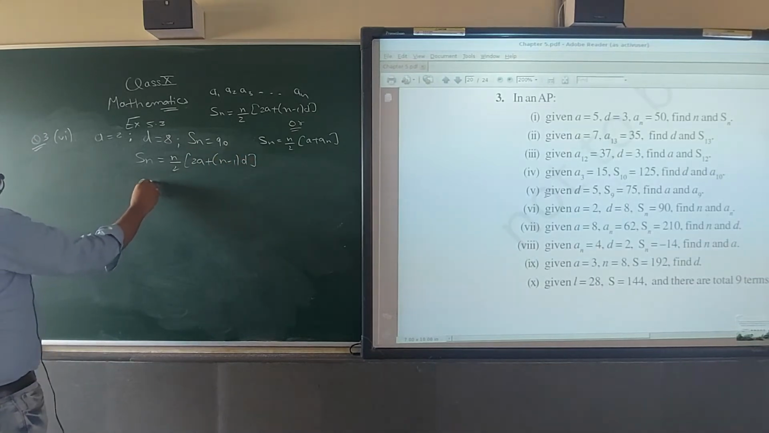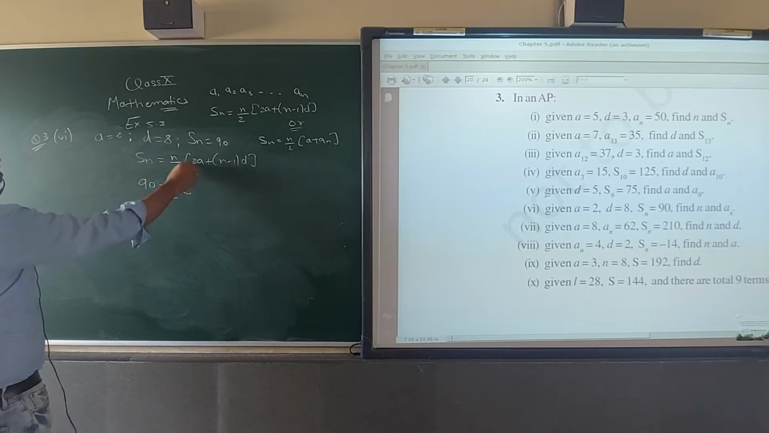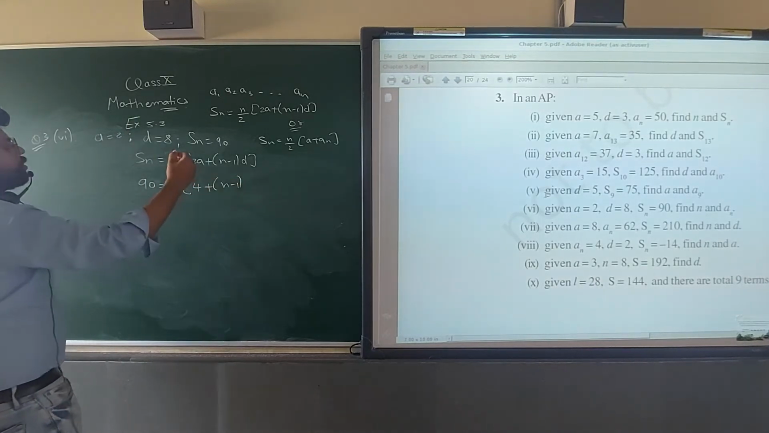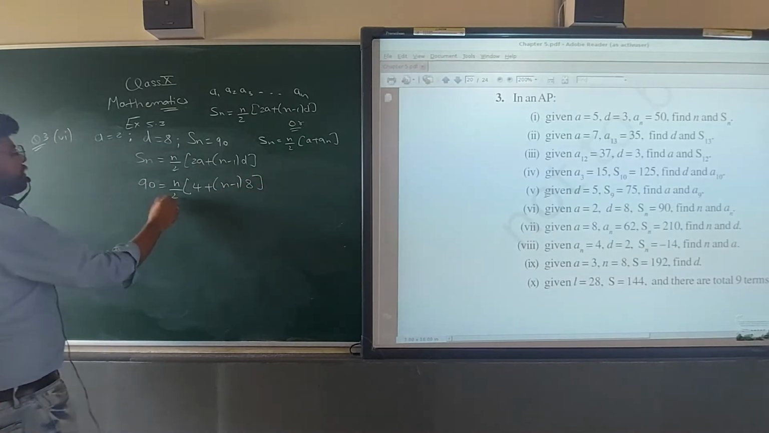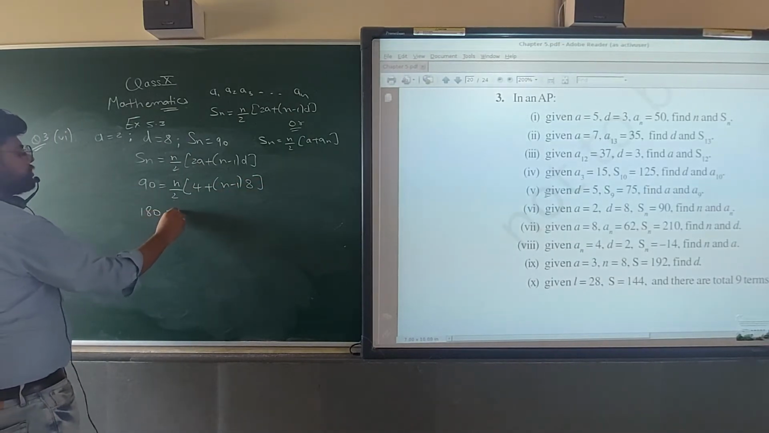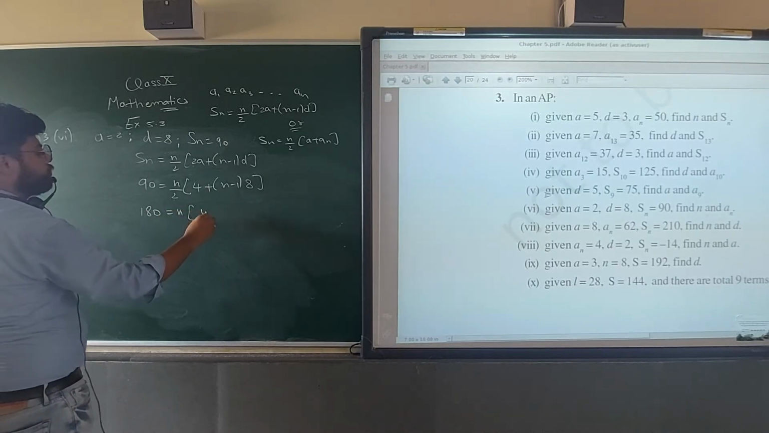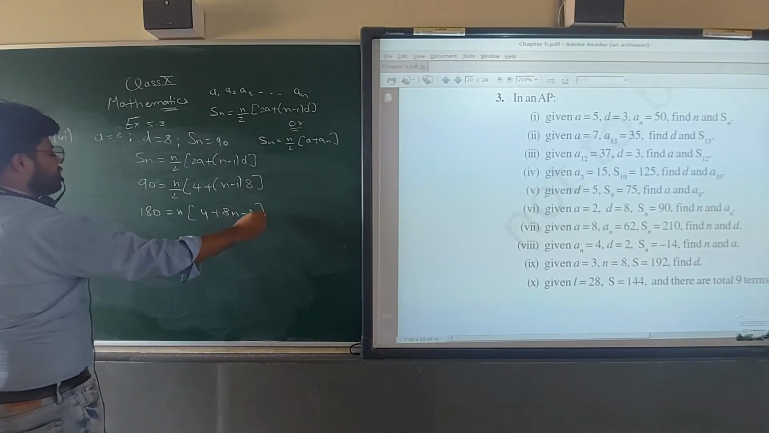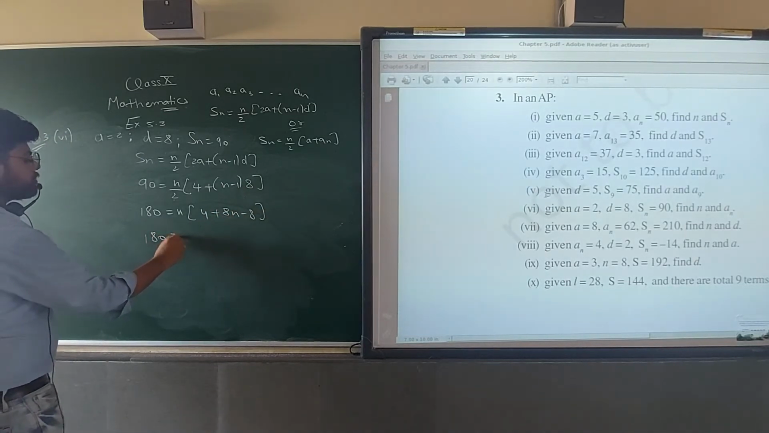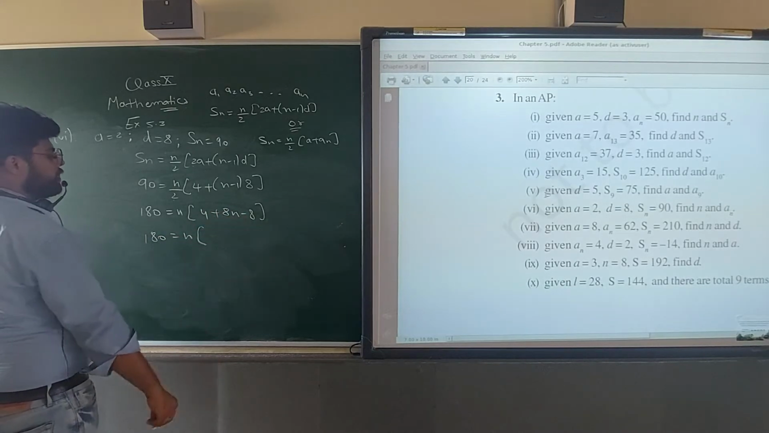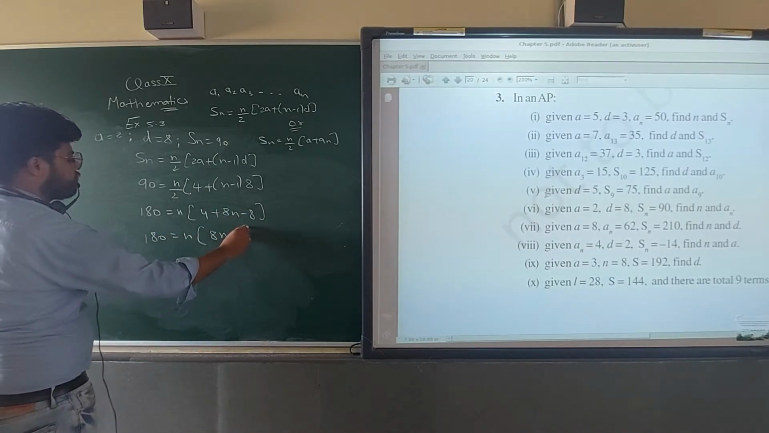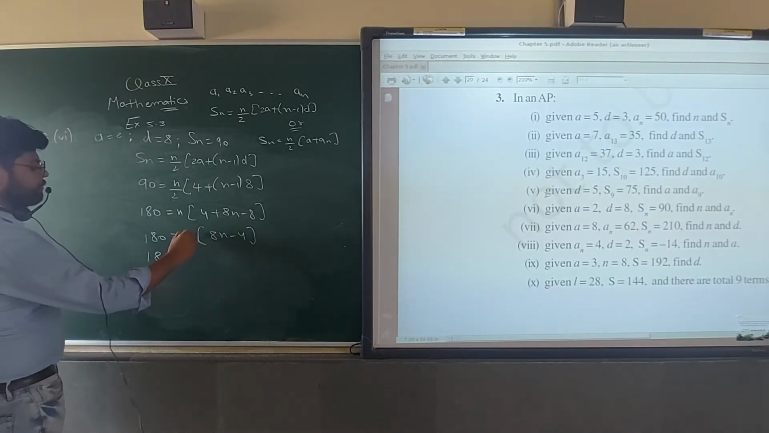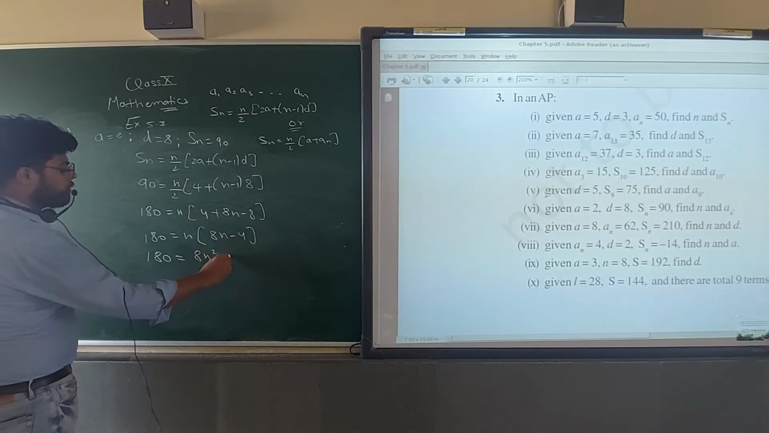Sn value is 90, equals n upon 2, 2a means 4, plus (n minus 1), and the d value is what? 8. It will be 180 equals n into (4 plus), multiplied inside, so 8n minus 8. Then 180 equals n into (4 minus 8 plus 8n), that is 8n minus 4. Then multiplying n inside, 8n into n is 8n square minus 4n.